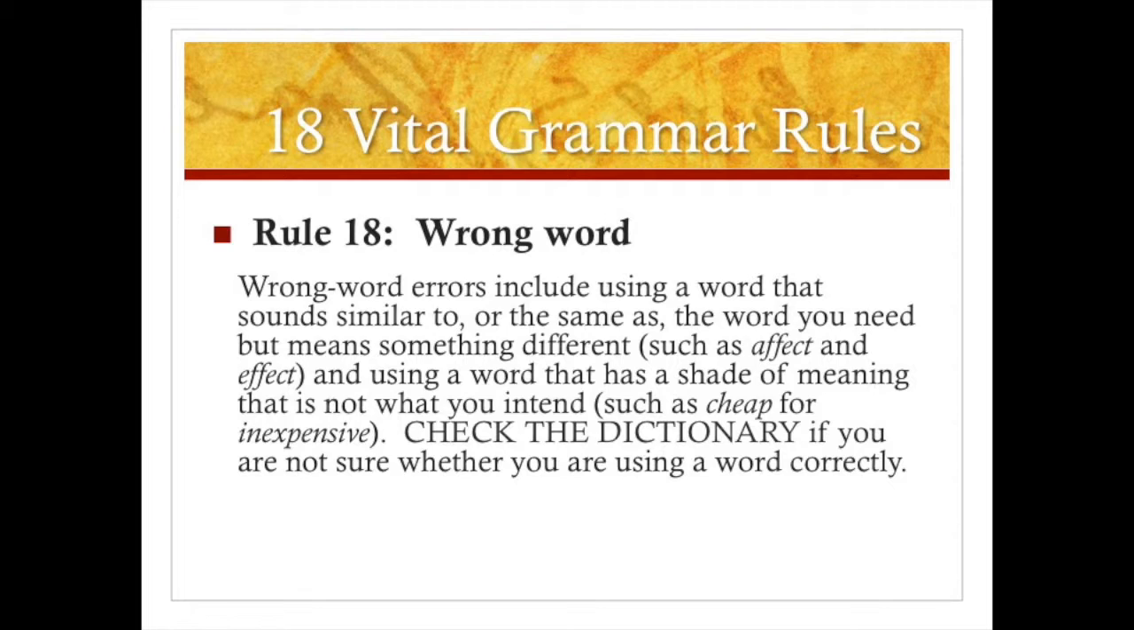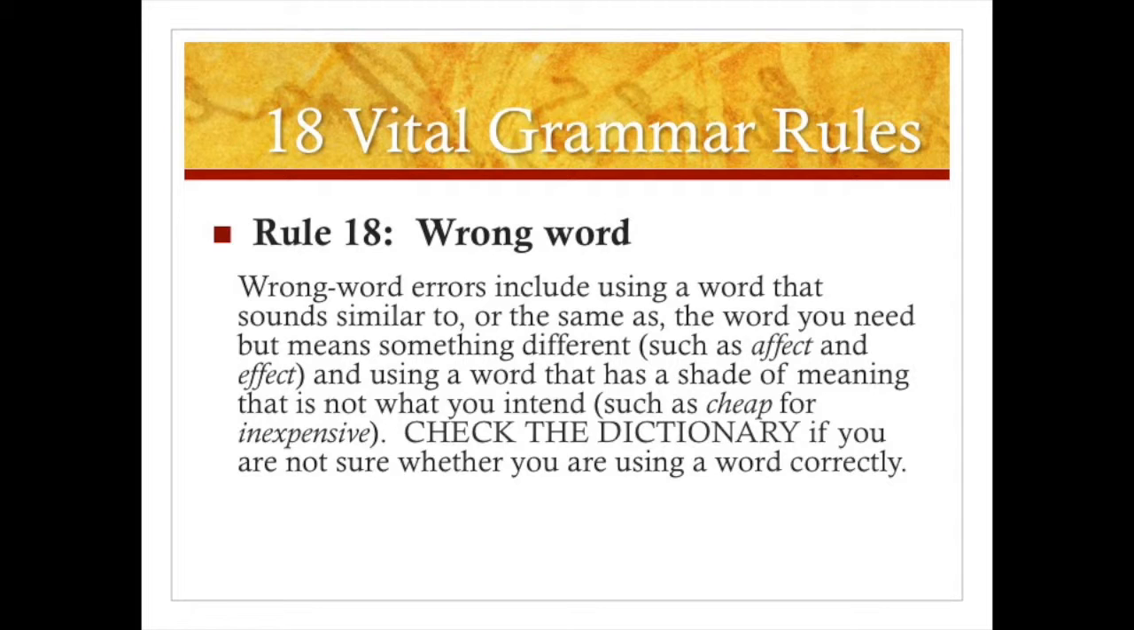And finally, Rule 18 is watching your wrong word usage. Wrong word errors include using a word that sounds similar to or the same as the word you need but means something different, such as affect and effect, and using a word that has a shade of meaning that is not what you intend, such as cheap or inexpensive. Cheap means it was poorly made. Inexpensive means it just doesn't cost very much.